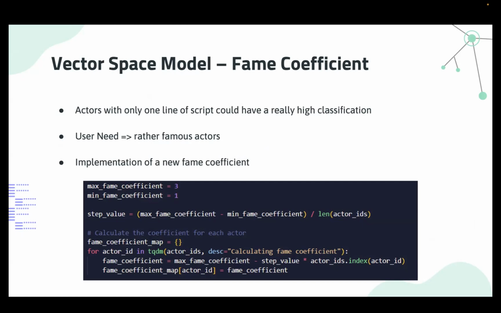This means we had to implement a fame coefficient. We implement this fame coefficient based on how many roles and dialogues each actor has. As we can see here, we defined the max fame coefficient as 3 and the min fame coefficient as 1. And then we just gave each actor a fame coefficient in a linear decreasing manner.